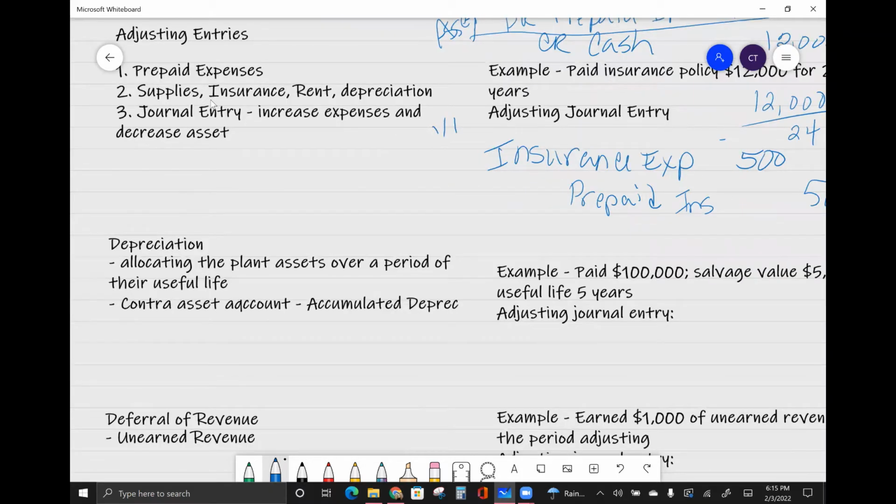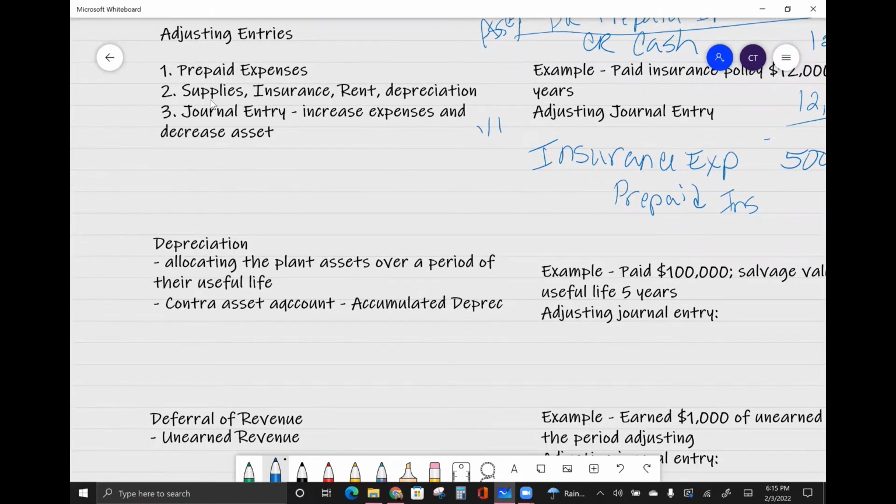So let's say I bought $2,000 worth of supplies, and the first month I used 500. It would basically look exactly the same, it's just different accounts. Supplies expense, 500. Now I'm reducing my supplies because I want that account to go down.